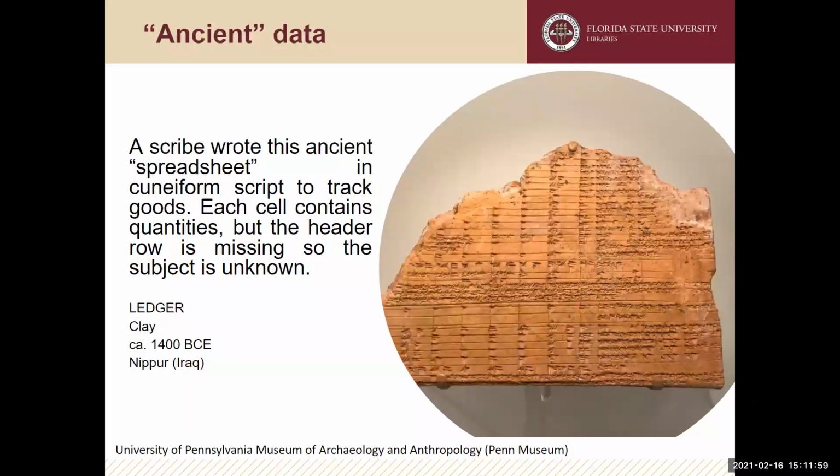So, our ancestors likely didn't even refer to this information as data. But one example of something we could think of as data is this really cool clay cuneiform spreadsheet that was used to track goods. This is sort of in the form of a spreadsheet. They obviously probably didn't call it a spreadsheet back in 1400 BC. You see it's got the different cells with the different quantities in it, like we might see in a Microsoft Excel file.